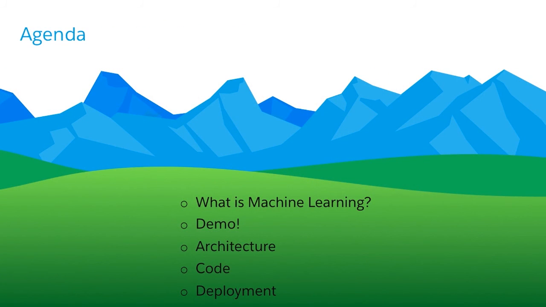Here's our agenda for today. We're going to talk a little bit about what machine learning is. I'll give you a little demo, and then we'll talk about the architecture of the app. Go through some code. We'll get to see some code, and hopefully I can explain it to you, and it'll make sense. And then talk about how we do deployment. So that's our agenda. If you have questions, feel free to ask them throughout. I'll try to save some time at the end for questions, but always feel free to shoot up your hand and ask a question.